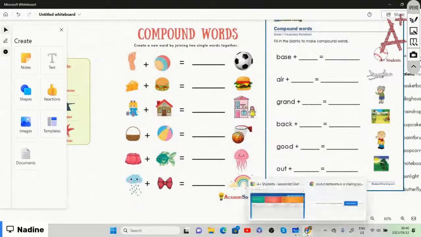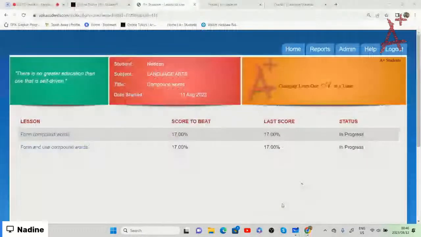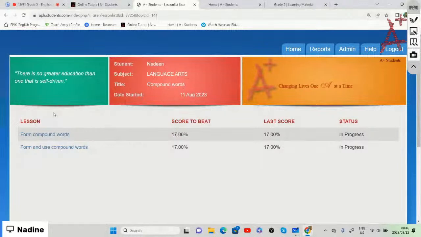So we also formed and used compound words. Compound words are two smaller words, and if we join the two smaller words together, we get our bigger word, which we call our compound word. All right, so that is now the end of our grade 2 lesson on compound words.